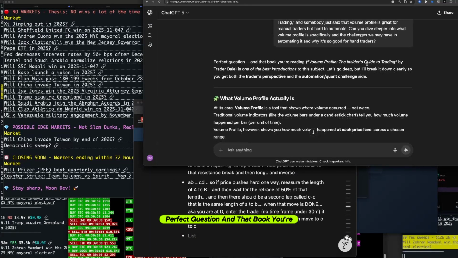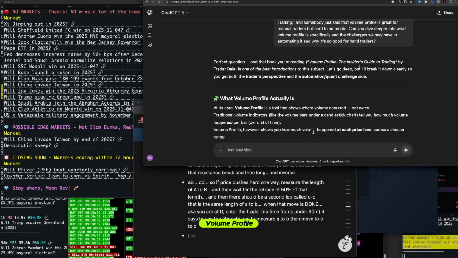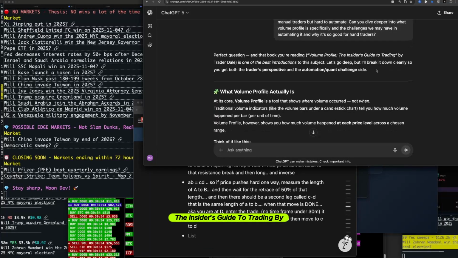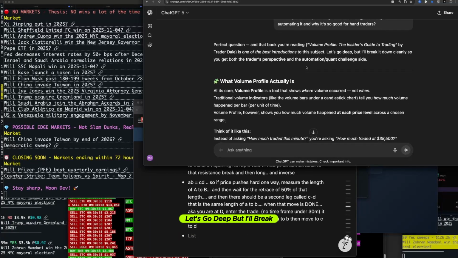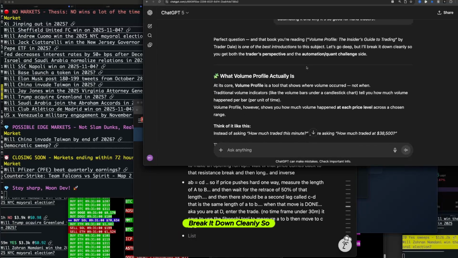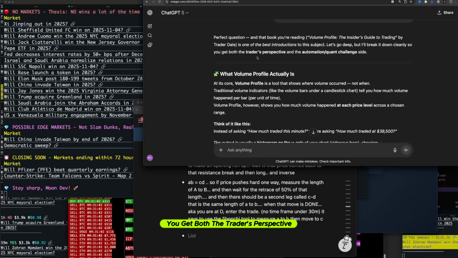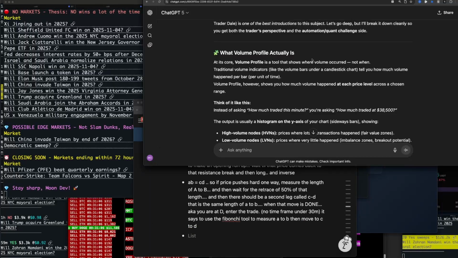Perfect question. And that book you're reading, Volume Profile: The Insider's Guide to Trading by Trader Dale, is one of the best introductions to this subject. Let's go deep. But I'll break it down cleanly so you get both the trader's perspective and the automation quant challenge side. This is because Rico said it's hard to automate, so I'm very curious.